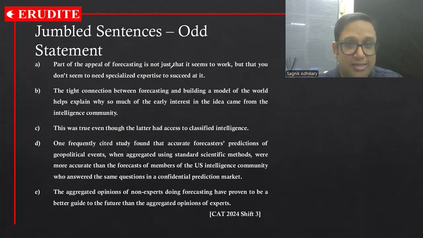We see this correlates with the idea that you don't seem to need specialized expertise to succeed at forecasting. So that means that A and D are connected. We can rule them out. It also suggests that C is connected.